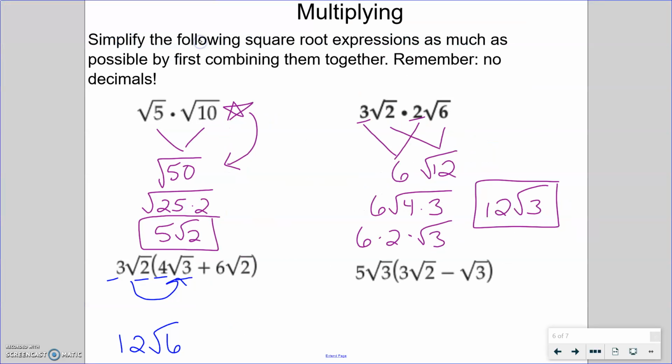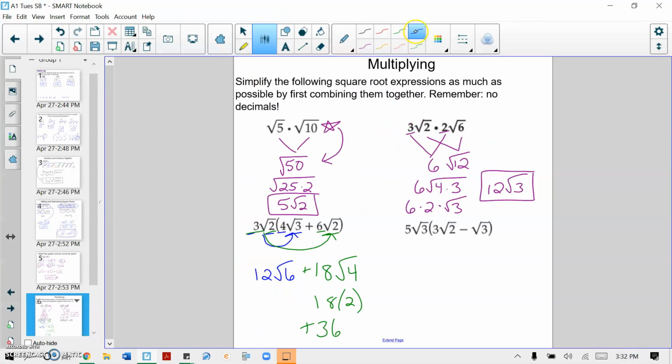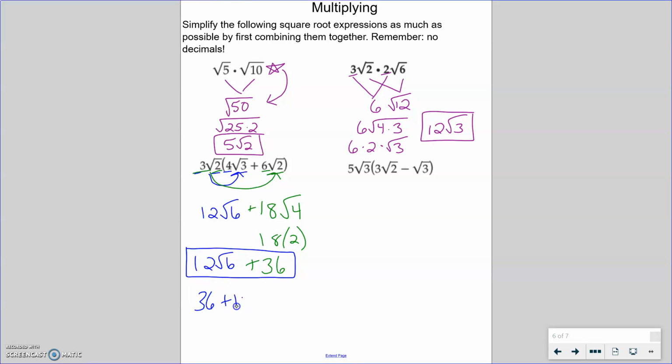Then, I'm switching my colors so you can see what I'm doing. Then I'm going to do that same first number times this one. So 3 times 6 is 18. Square root of 2 times square root of 2 is square root of 4. So I can't reduce square root of 6, but square root of 4 is just 2, right? So 18 times 2 is 36. And then I still have this 12 root 6 in the front. So that would be my final answer, okay? Don't forget, you can also write it this way. That is totally fine. So you can write it in a different order. That does not bother me at all, okay?